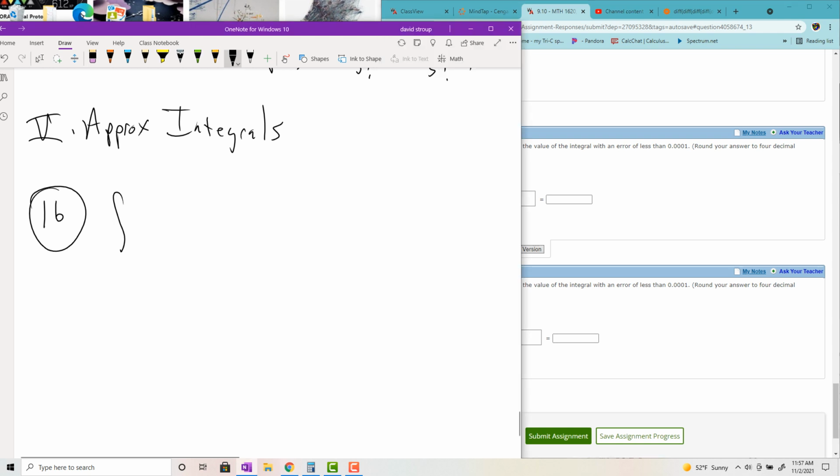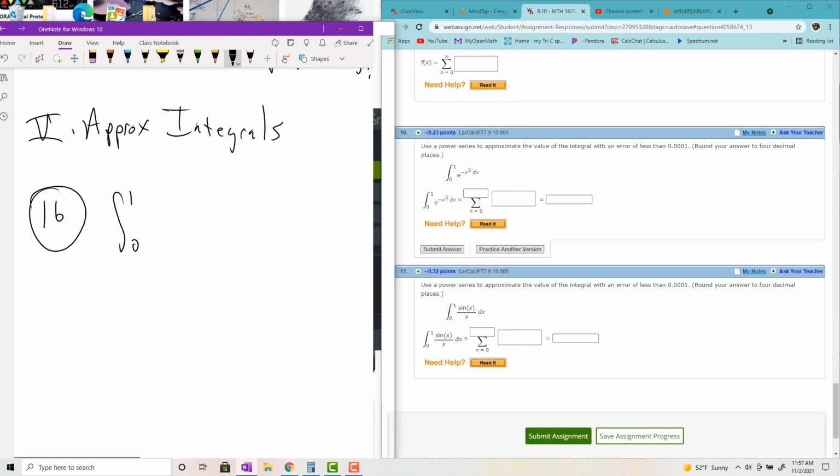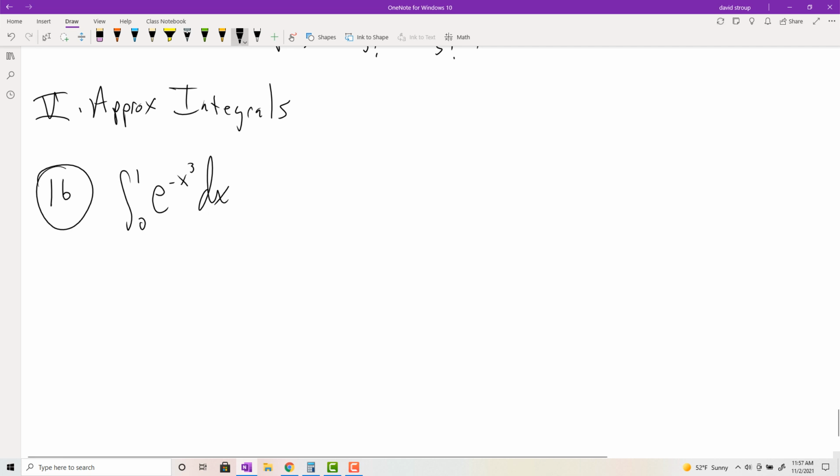Okay, so I have the integral from 0 to 1 of e to the negative x cubed dx. Okay, so first you want to get a power series representation for e to the negative x cubed, right? So you have e to the negative x cubed. What you're just going to do is substitute it into the power series representation for e to the x, which we all know and love.